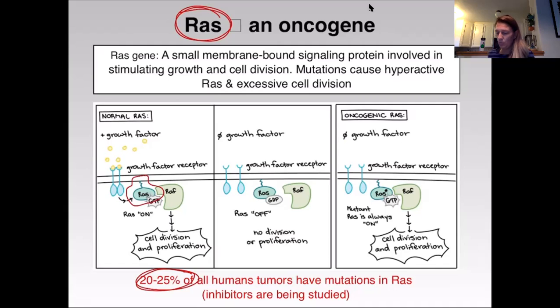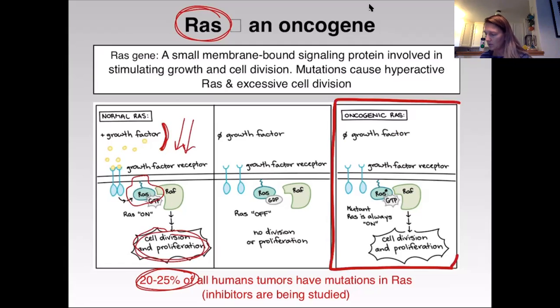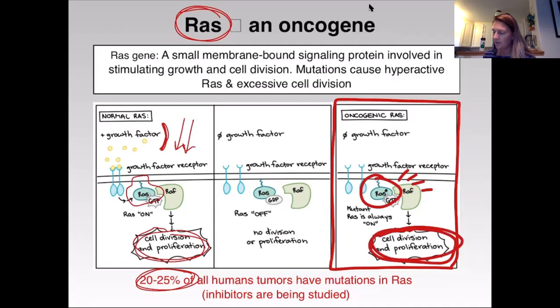normal RAS is involved in causing cell division and proliferation, right? When there is some external source saying, okay, now the cell's ready to divide and proliferate. In an oncogenic RAS, so in a cancer RAS, RAS is always on, always causing the cell cycle to continue, causing unregulated cell division, even if we don't have that external signal.